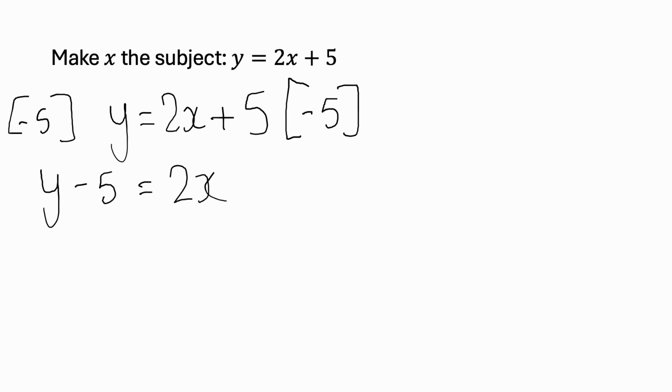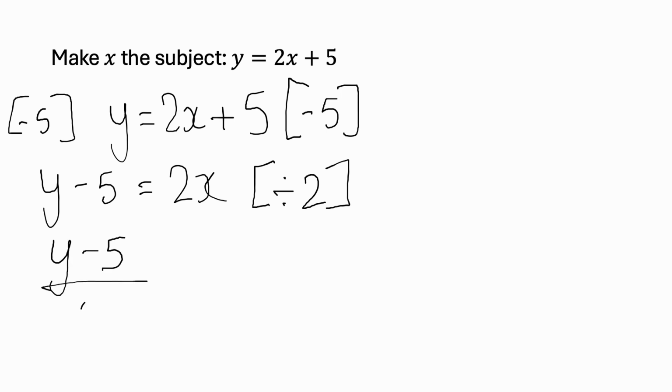We want to know what x is, not what 2x is. So to eliminate that 2, because 2x is the same thing as 2 times by x, the opposite of multiplying is dividing. So we're going to divide both sides by 2. So we end up with y minus 5 all over 2. Remember, in a fraction, that line means divide, is equal to x. So now we've made x the subject.